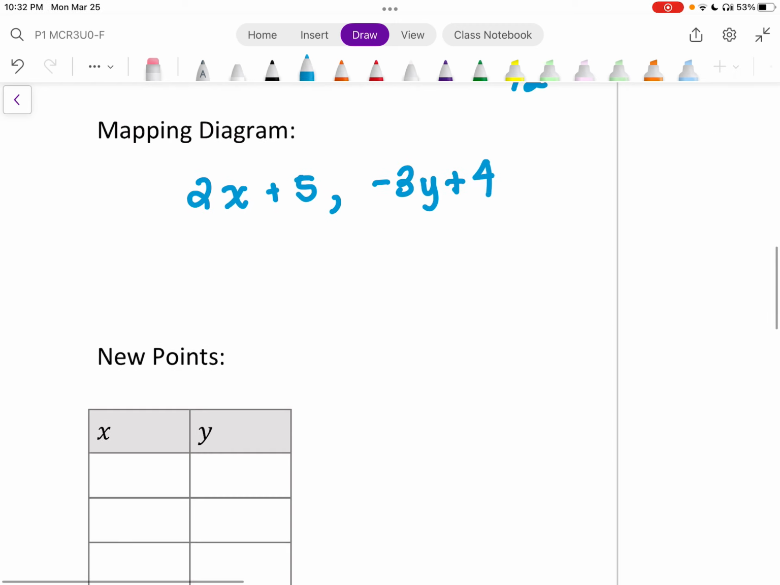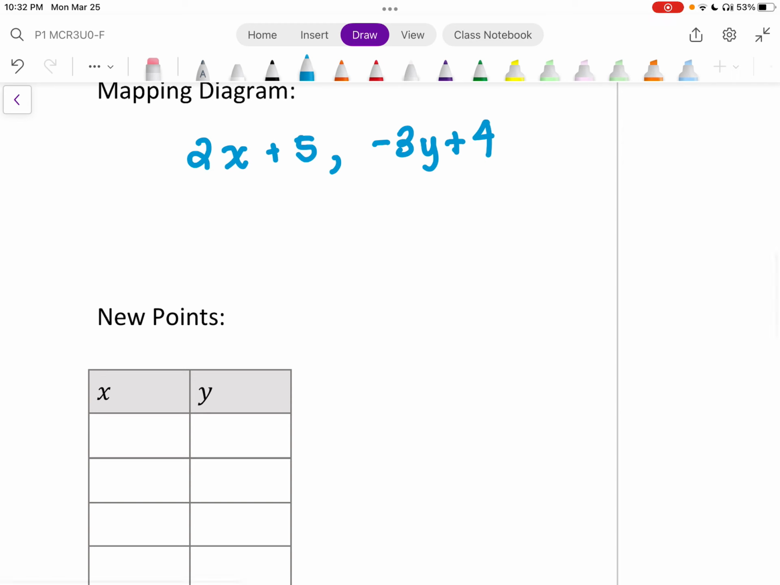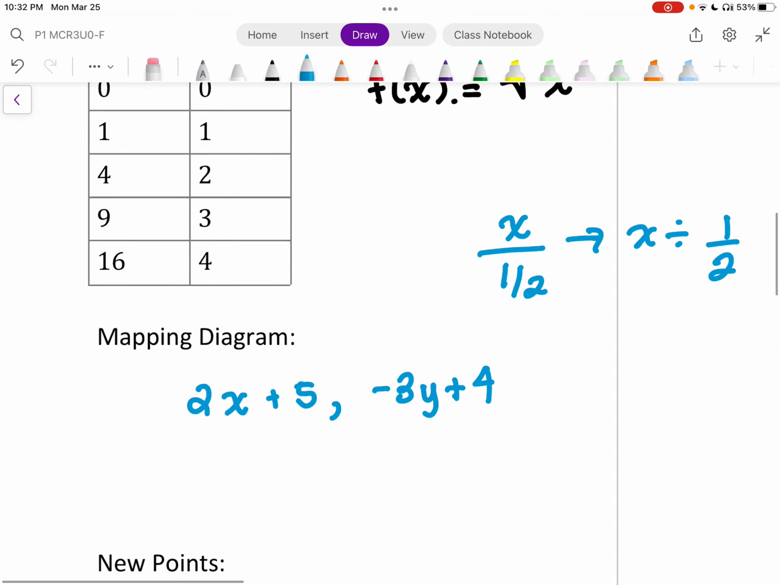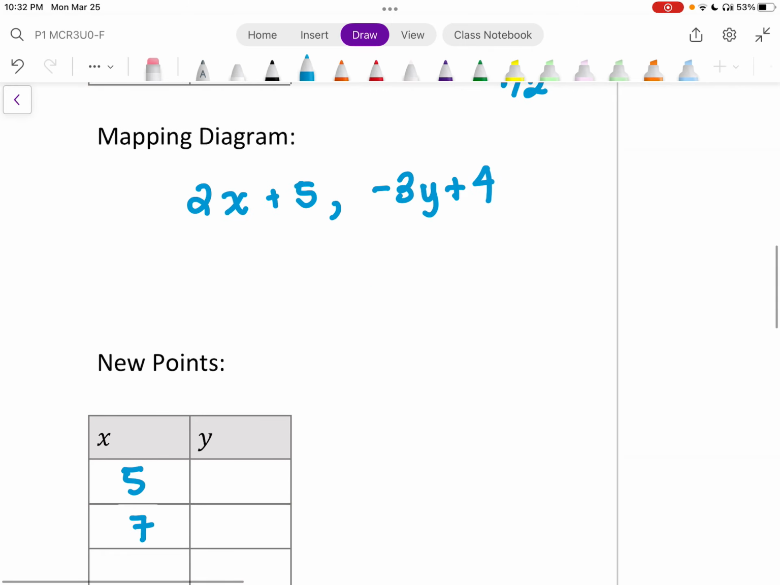So I'm just going to put 0 into this mapping diagram. So 2 times 0 plus 5 is going to give me 5, right? Then I'm going to do 2 times 1 plus 5, which is going to give me 2 times 1 is 2, plus 5 is going to give me 7, right?